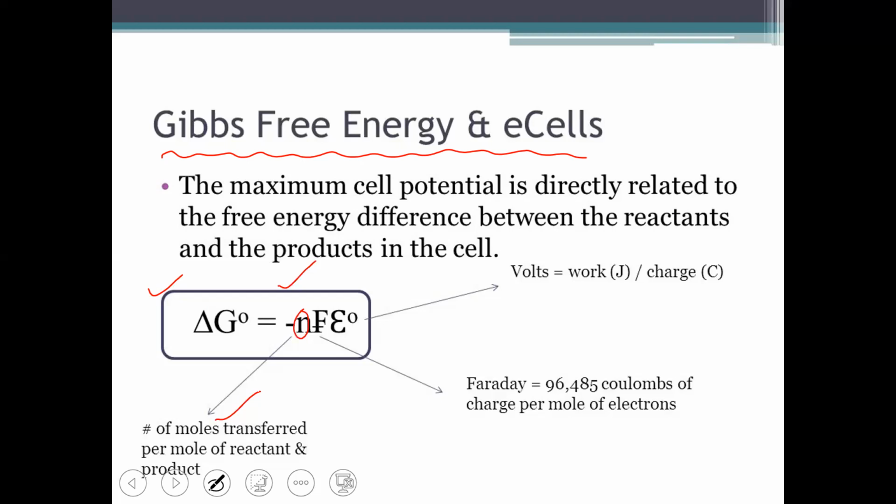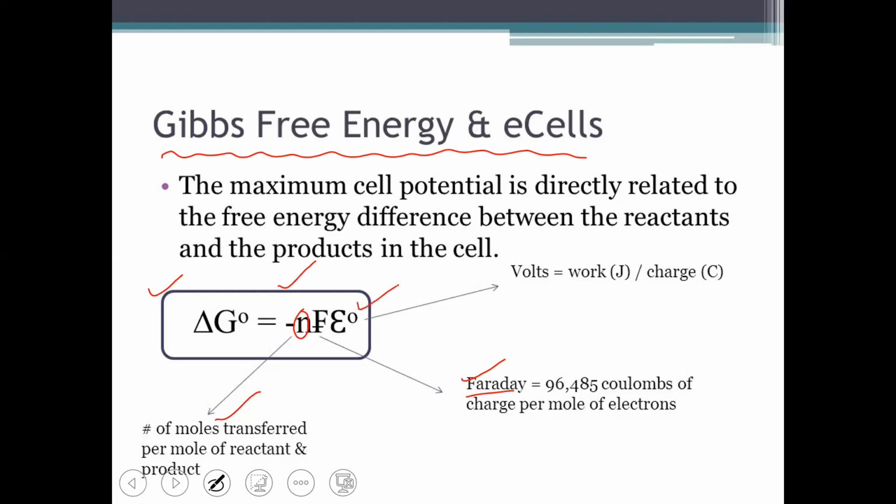And what is F? F means Faraday. What is the value of the Faraday? We are taking the value as 96,500 coulombs of charge per mole of electrons.